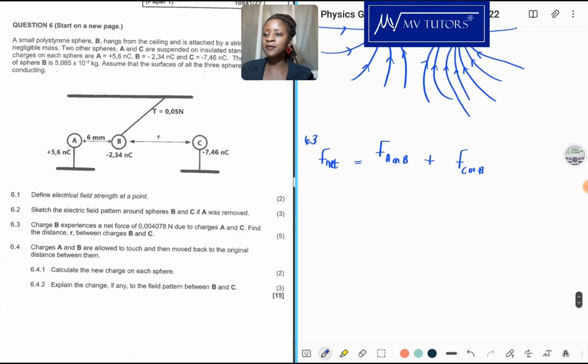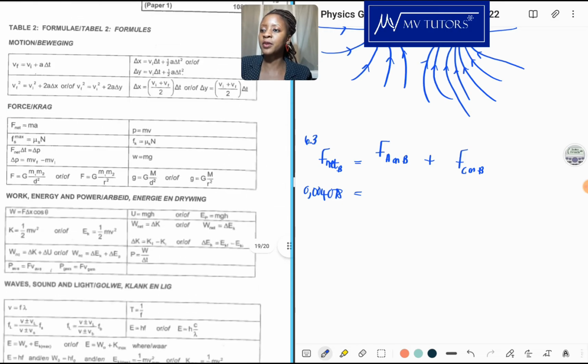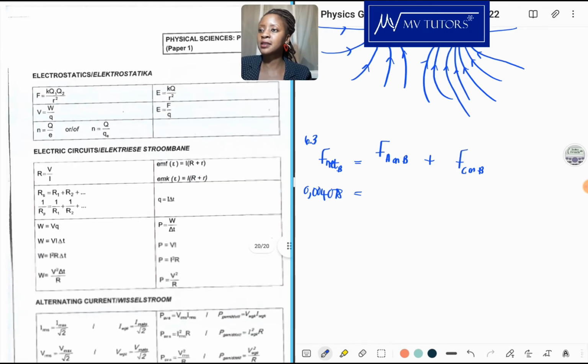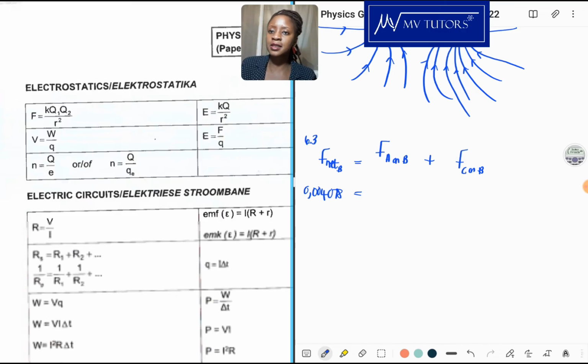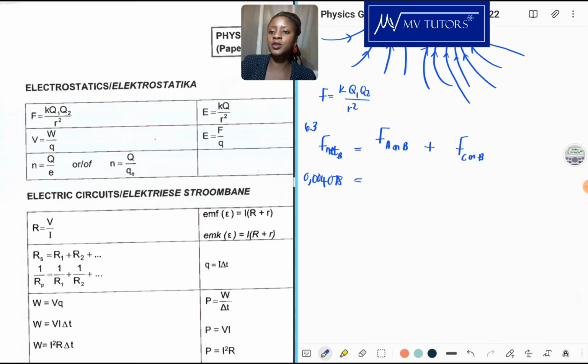They told us that the net force that B experiences is 0,004078. And for the force of A on B, you can go to your formula sheet just to determine what that formula says. So we're going to get our constant. I'm just going to write it up here. So we have K, Q1, Q2 over R squared. So that is the formula.